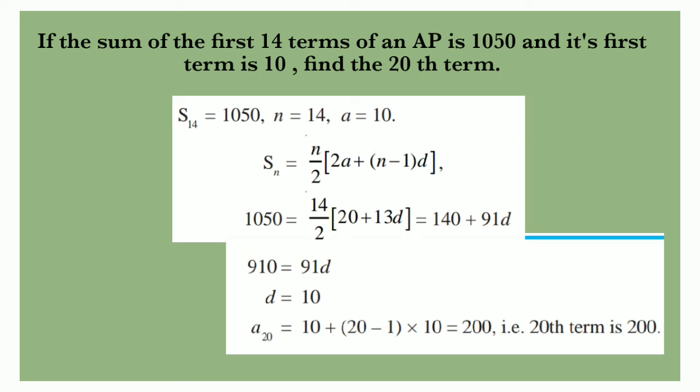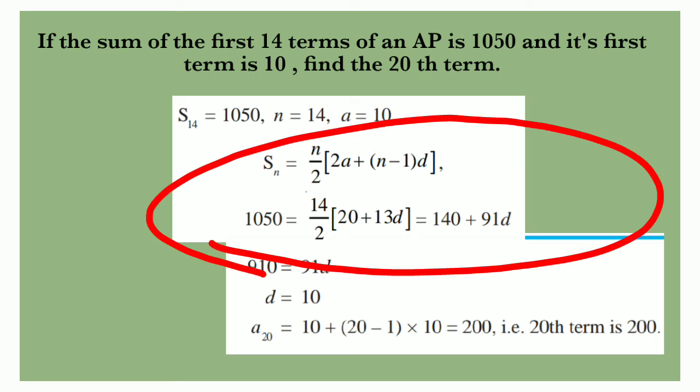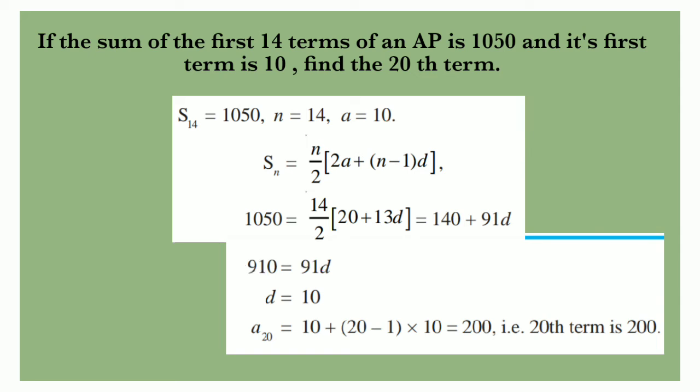For this we have to start with the given condition. What is the given condition? S14, the sum of 14 terms, is given. So we know the formula Sn is equal to n by 2 into (2a plus (n minus 1) into d). Then S14 is given as 1050, equal to 14 by 2 into (2 into 10, that is 20, plus (14 minus 1), that is 13, into d), that's equal to 140 plus 91d.